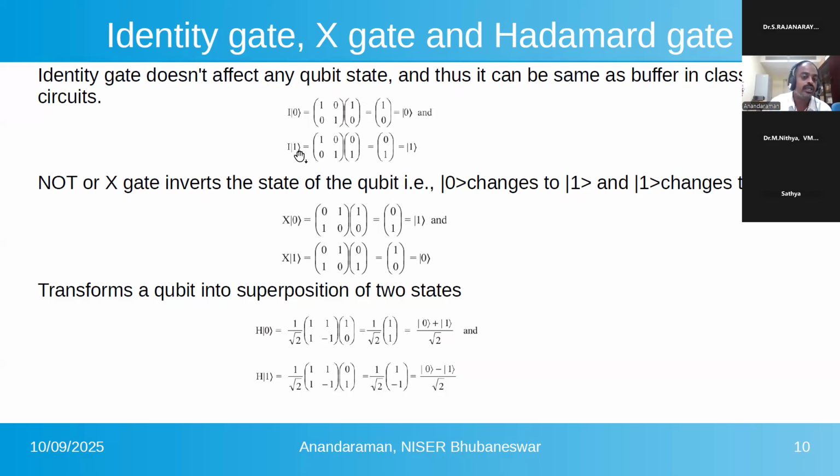Similarly, ket 1, identity of ket 1. Identity matrix applied to ket 1, which is represented as 0, 1, so you will get again ket 1. So there is no change. This is the identity matrix.